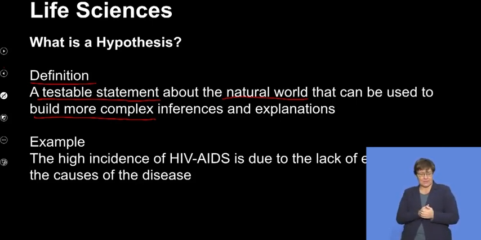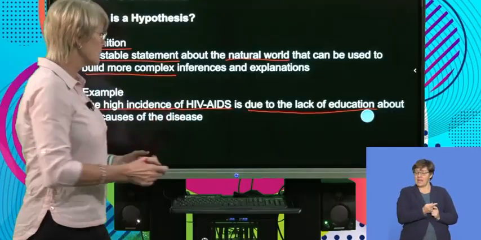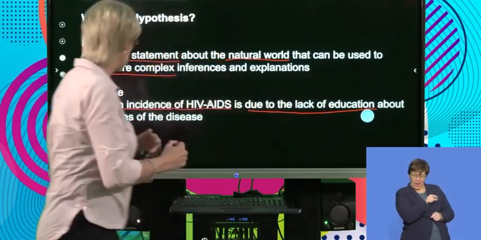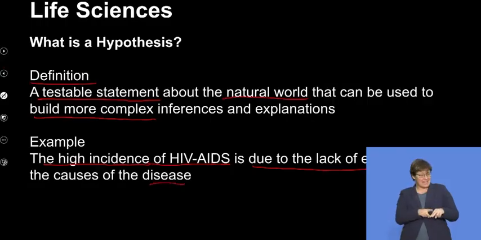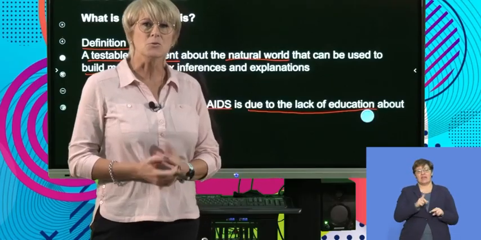And let's have a look at an example here. We might say, the high incidence, so in other words, there are a lot of people that are infected with HIV and AIDS in the world, may be due to a lack of education. Okay, so we're making a statement. We're saying that due to a lack of education, a lot of people don't know about the causes of the disease, and therefore there is so much HIV and AIDS in the world today.